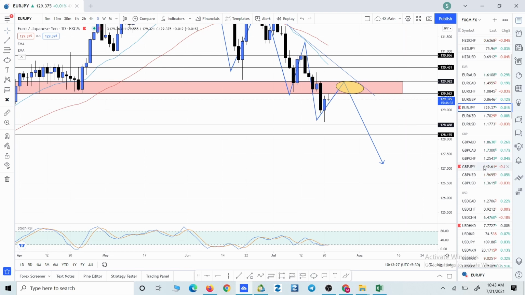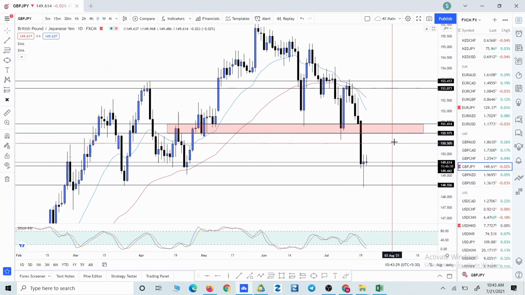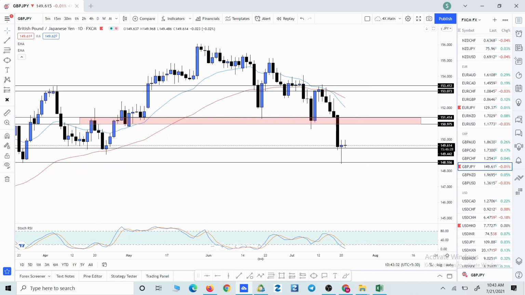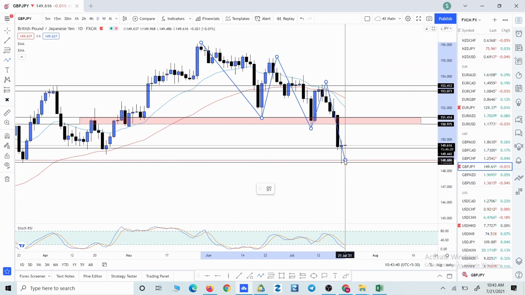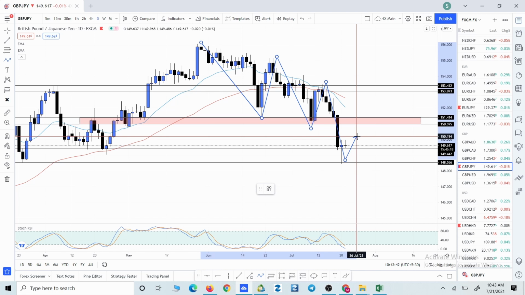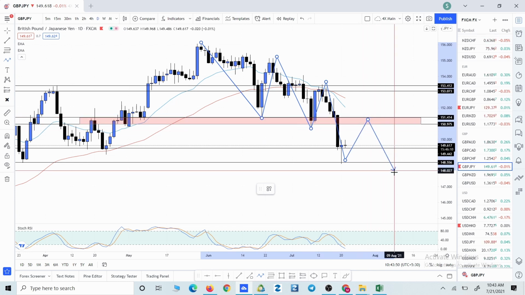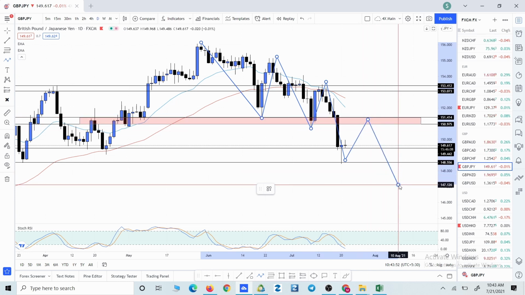Next we will go to GBPJPY. So GBPJPY, like other JPY pairs, is also in a downtrend, making lower lows and lower highs. Starting from here, we have a high, low, lower high, lower low, lower high, lower low, and now we are waiting for a lower high into this high confluence zone. So we are waiting for the price to retrace back to this high confluence zone and give us some kind of indication to go short.